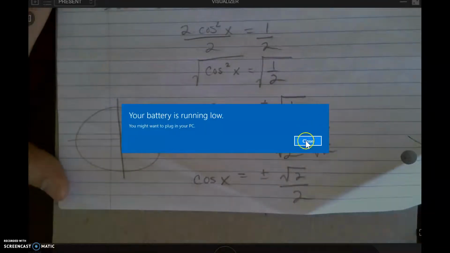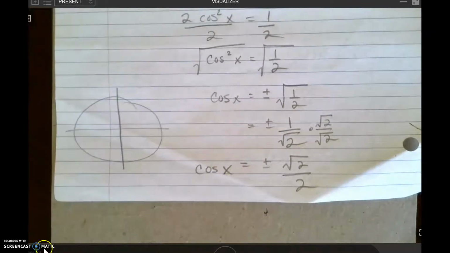Oops, I gotta plug my computer in real fast. I'm going to pause here.